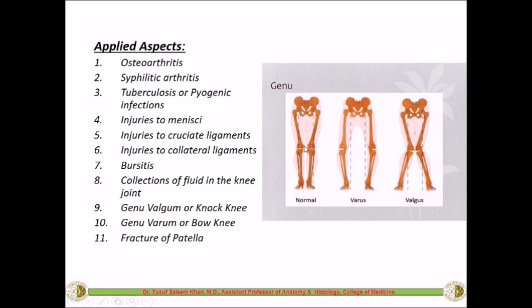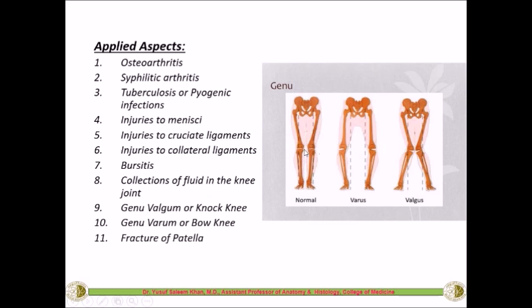Injuries to the cruciate ligament, again the cruciate ligaments are present in the knee joint. As I said, the cruciate ligaments prevent displacement of the tibia over the stabilized femur, and if there is any trauma, like a road traffic accident, and there is any dislocation, this is because of injuries to the cruciate ligaments.